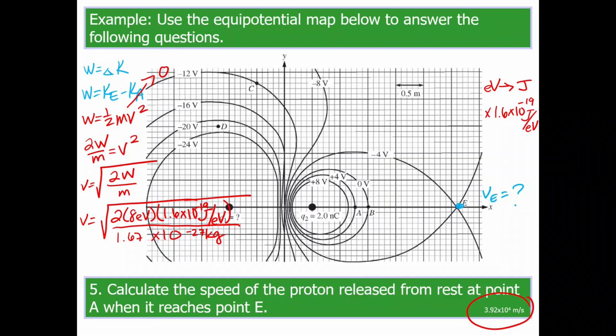So it's going to accelerate. It's going to get faster and faster the further it goes. So my speed is going to continuously be increasing. But as I'm getting further away from those charges, my acceleration is decreasing. So it will be getting faster, but at a slower and slower rate over time.